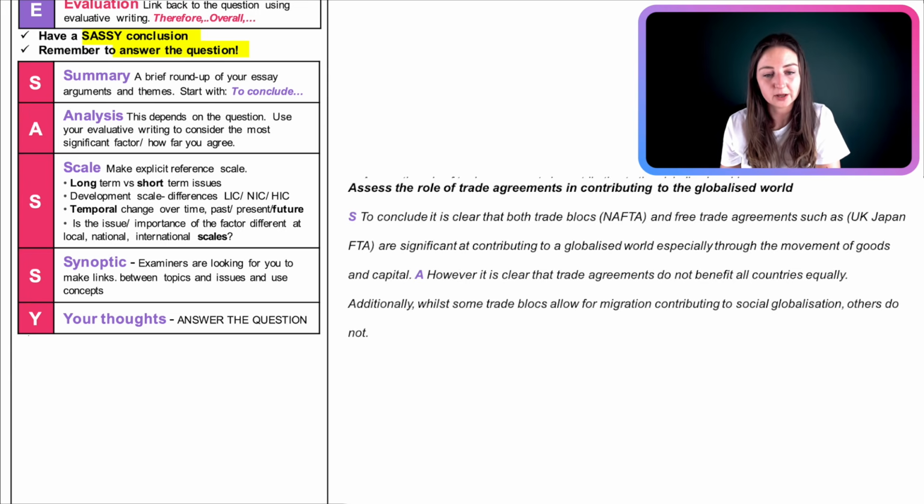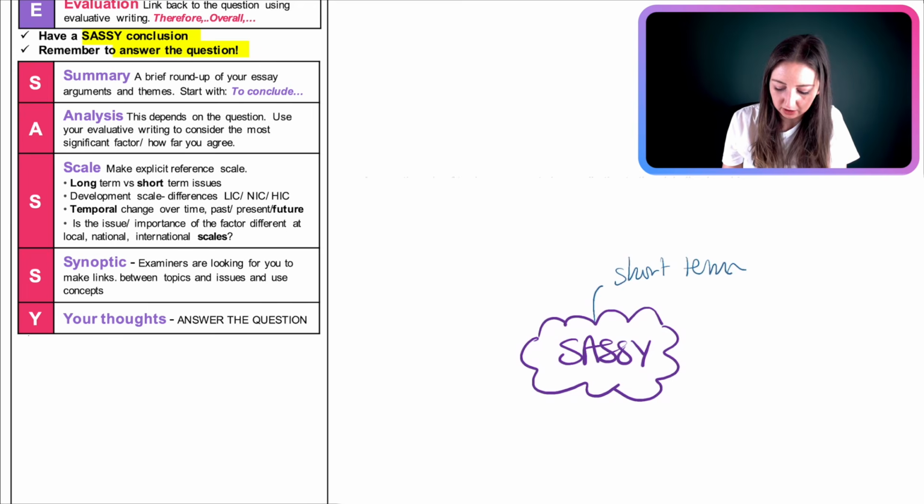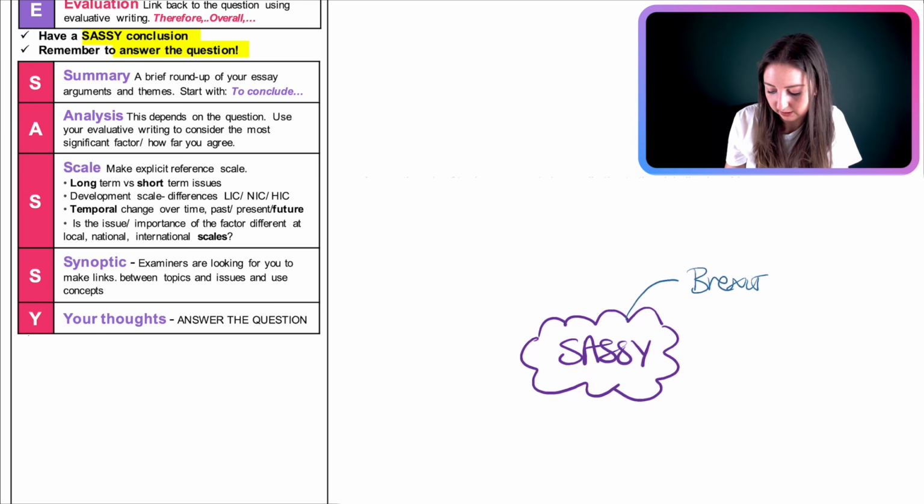Never put anything new in the conclusion. Just pull out what you've written from before. And then if you're thinking about the scale, which is the most important thing here, are there short-term or long-term aspects of it? So some trade blocs are ending. As I said, you could refer to Brexit here. Some trade blocs are no longer geographically close.